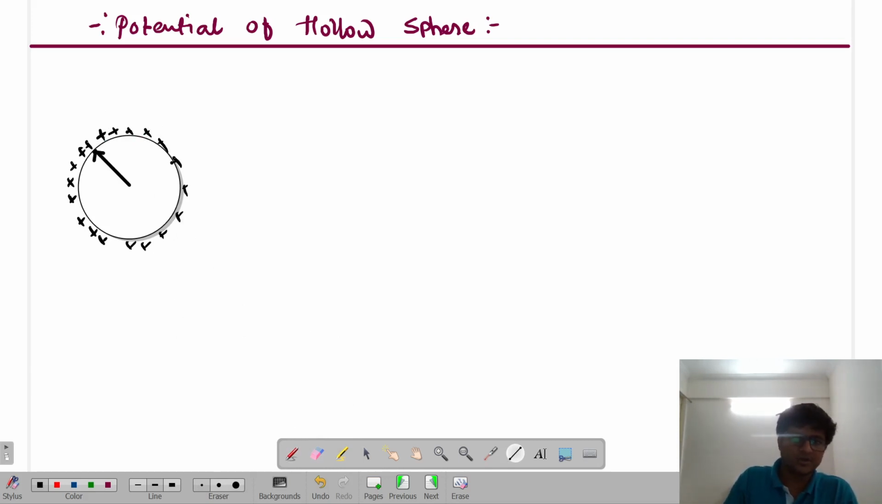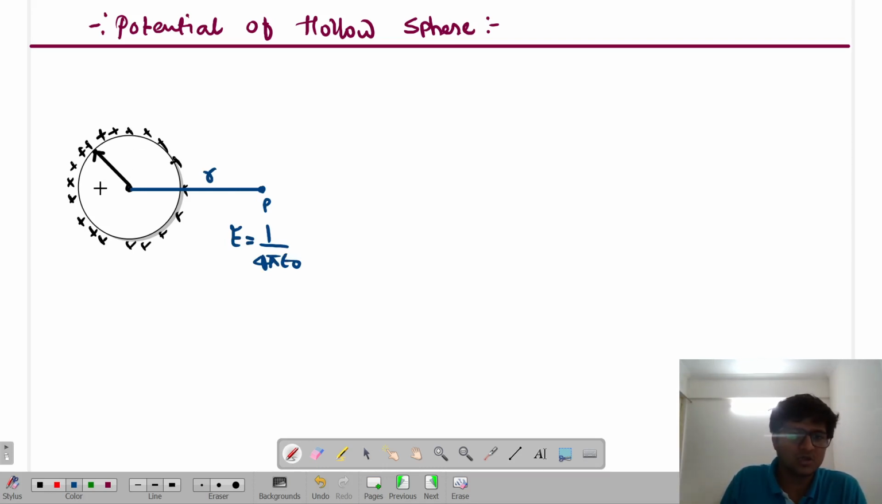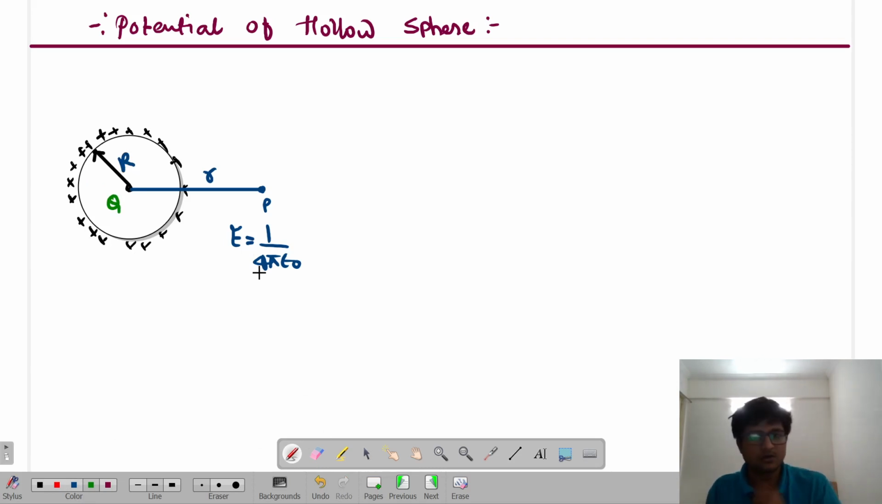Then we got two important conclusions over here. The electric field at any external point located at a small distance r is given as 1 by 4 pi epsilon naught. It means that for the external point, our whole sphere behaves like a point charge, isn't it? And that charge is kept at the center. Is that clear or not?